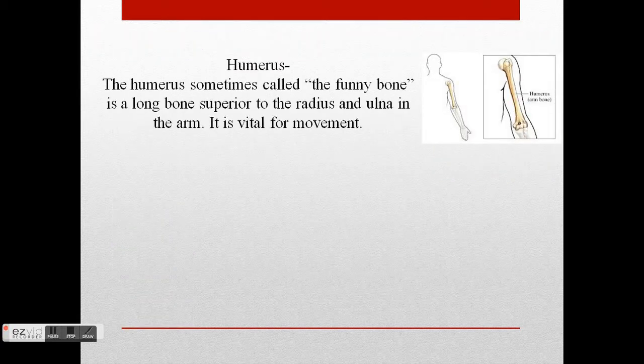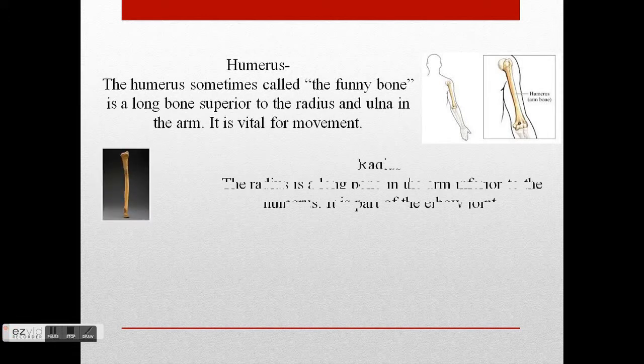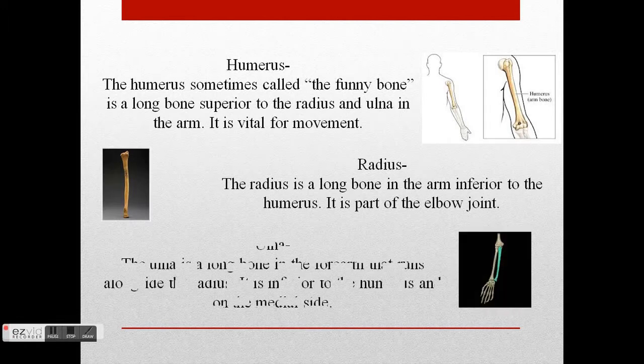The humerus, sometimes called the funny bone, is a long bone superior to the radius and ulna in the arm. It is vital for movement. The radius is a long bone in the arm, inferior to the humerus. It is part of the elbow joint.